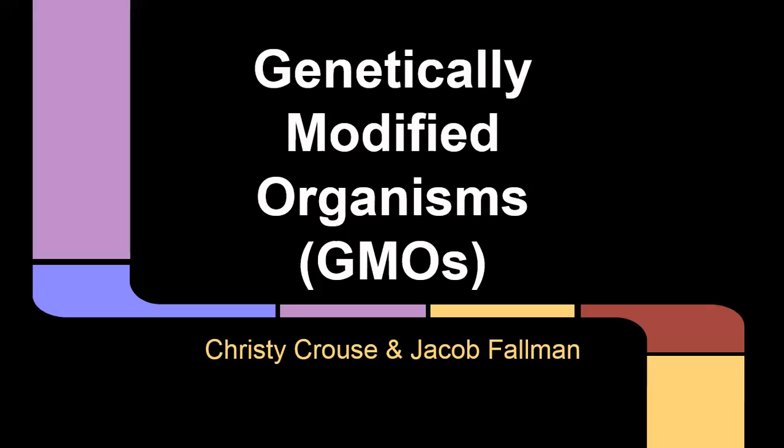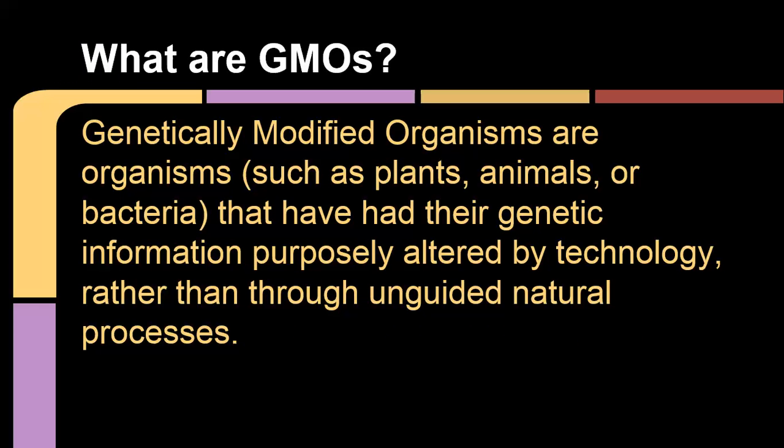To begin, let's define what genetically modified organisms, or GMOs, actually are. Genetically modified organisms are organisms, such as plants, animals, or bacteria, that have had their genetic information purposely altered by technology rather than through unguided natural processes.